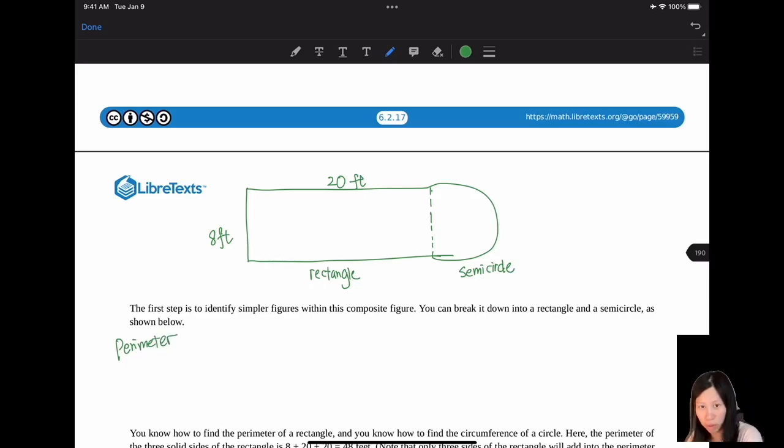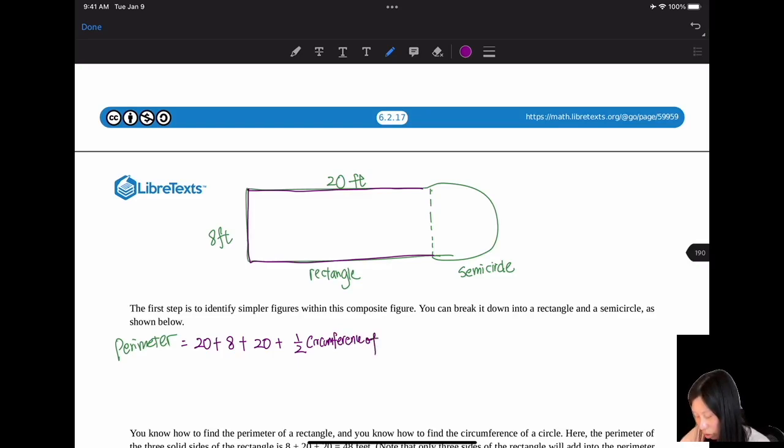So for the perimeter, we have what? We have three sides of the rectangle. So we add these together, an open rectangle, which is 20, add 8, add another 20. So what about the circle? We know that this is a semicircle, so we just need to add half of the circumference of a circle.